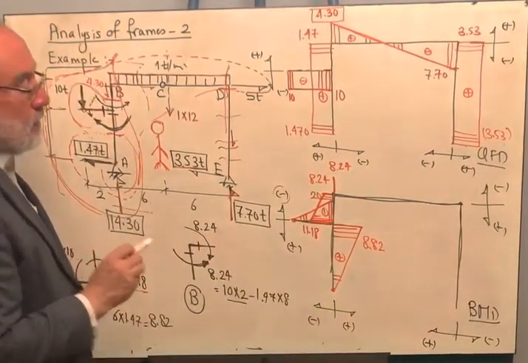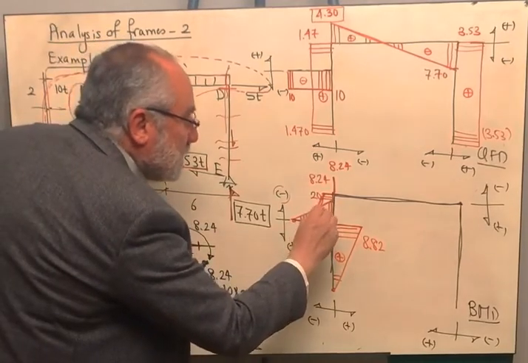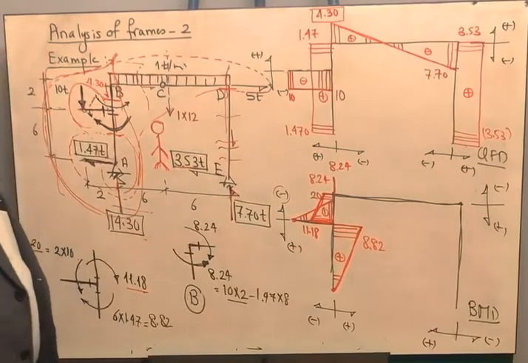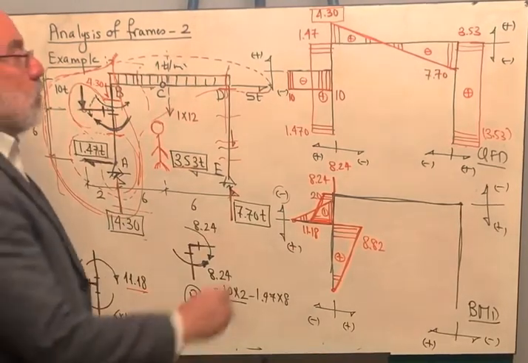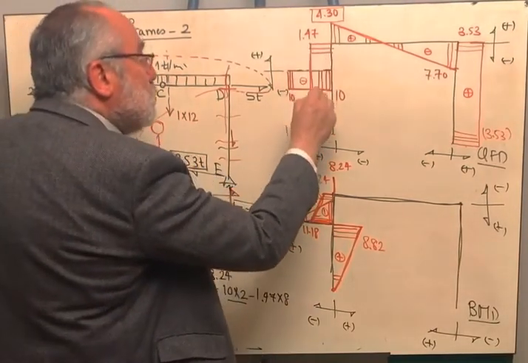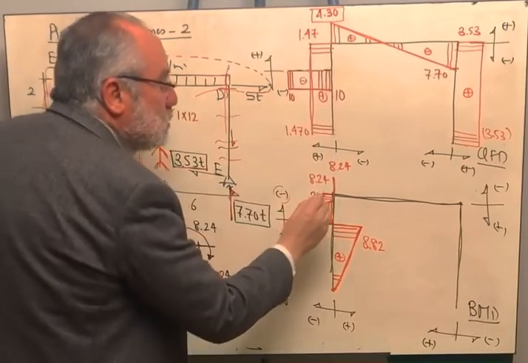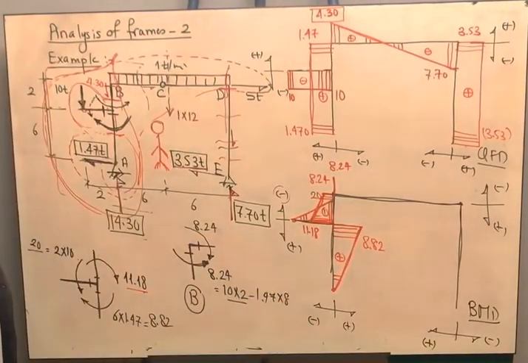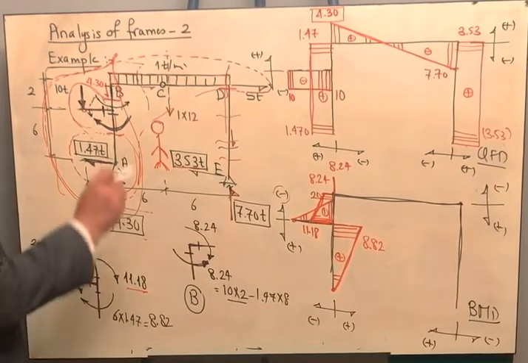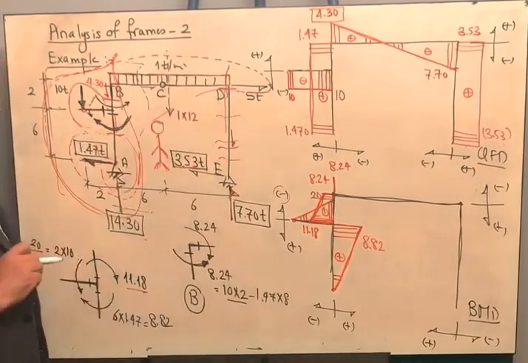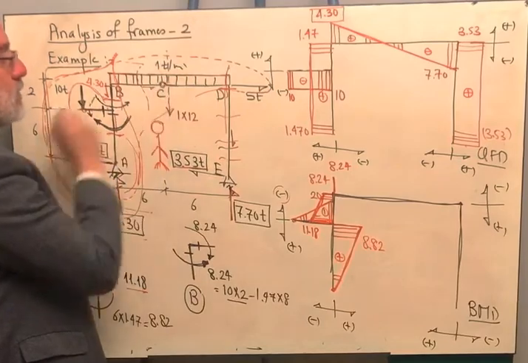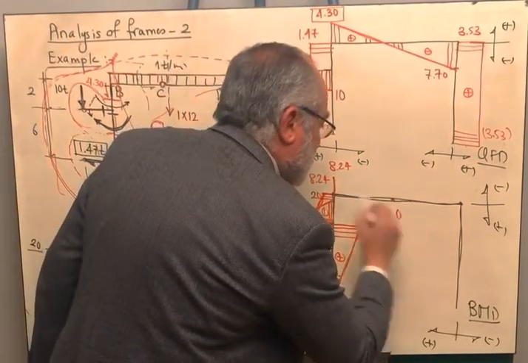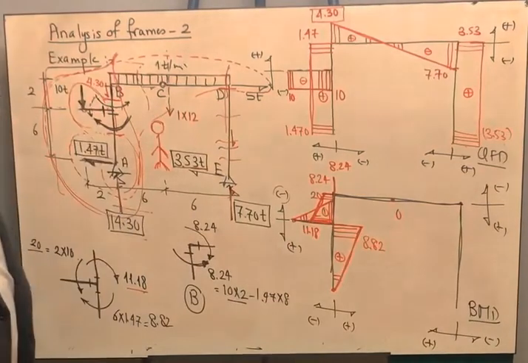Take care. What is the relation between this line and this line? They are parallel. Why are they parallel? Because I am having the same magnitude for the shear, and the shear is considered to be the slope of the bending moment. Okay? Now, the bending moment in this part is very easy. What is the bending moment at point C? The bending moment at point C is equal to 0 because this is an intermediate hinge.